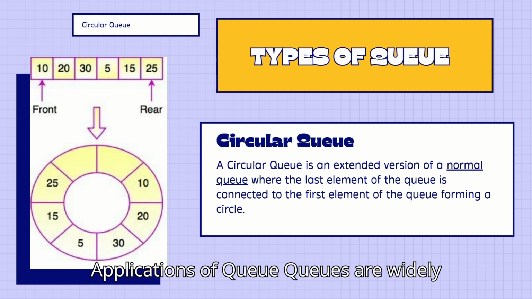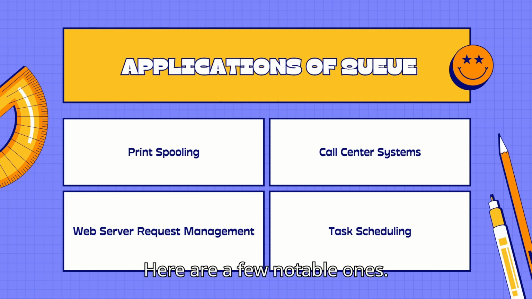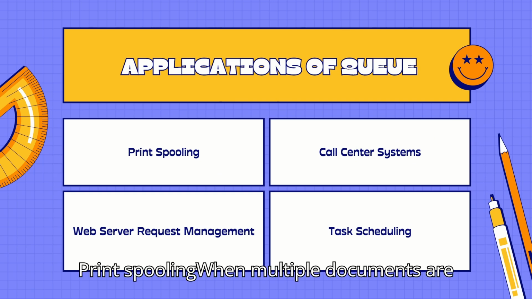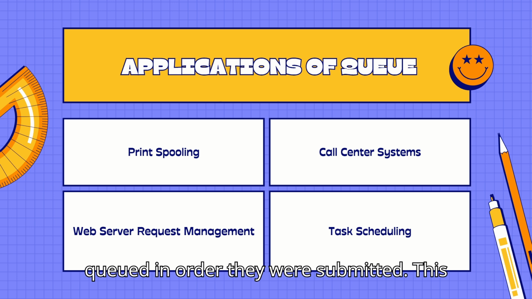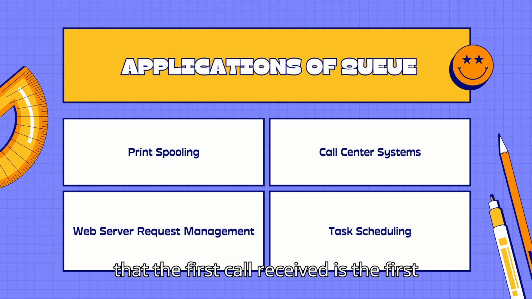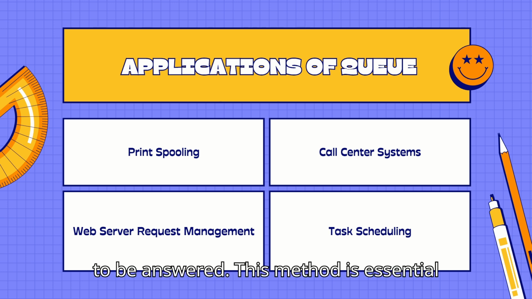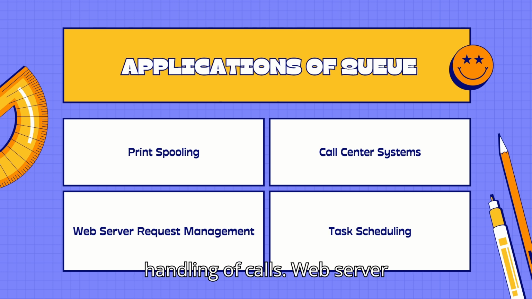Applications of queue. Queues are widely used in various real-world applications. Here are a few notable ones. Print spooling. When multiple documents are sent to a printer, they are queued in the order they were submitted. This ensures that printing occurs in a controlled and organized manner. Call center systems. Calls are managed using a queue, so that the first call received is the first to be answered. This method is essential for customer service and ensuring fair handling of calls.